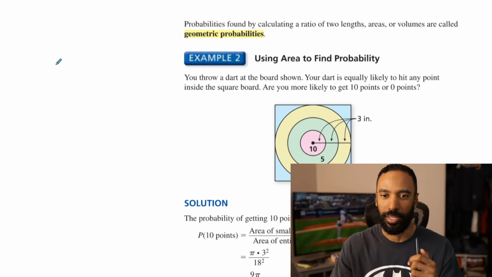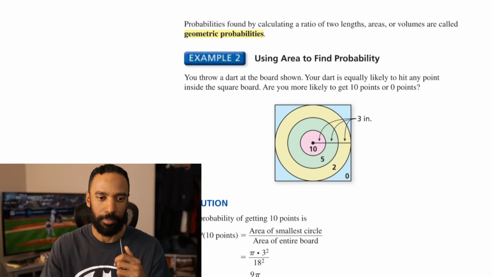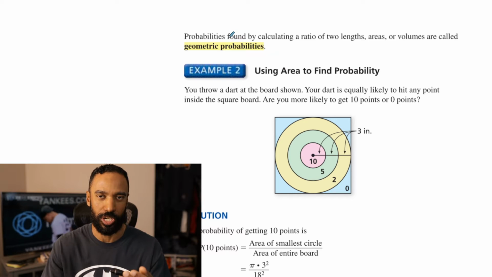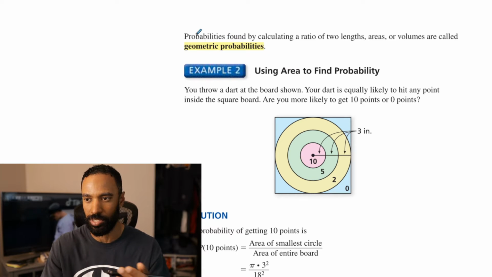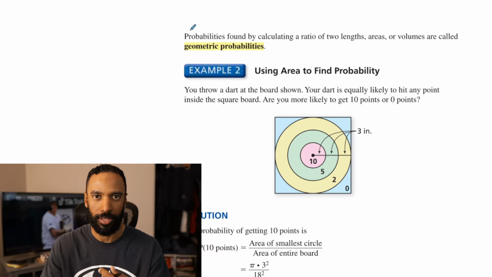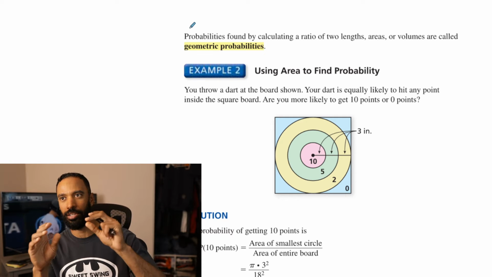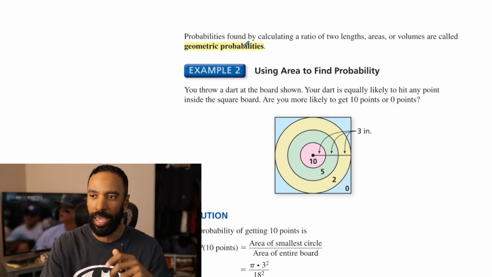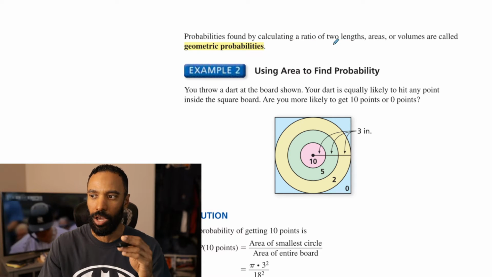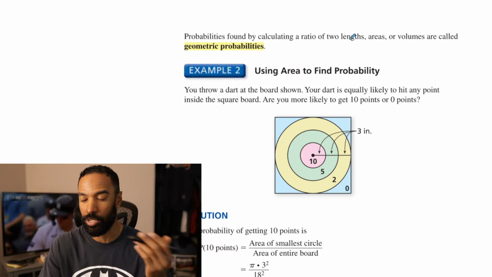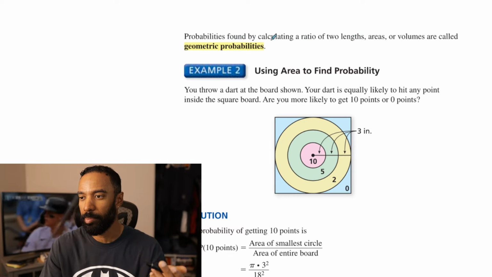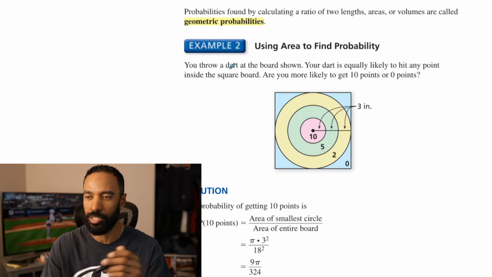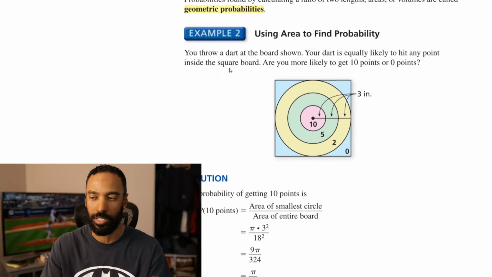Okay, probability. I skipped chapter 5, and I actually assumed this stuff would have been in chapter 5, but I guess not, but that was all statistics stuff. So if you know anything about probability, you divide your desired target by your overall amount of what you can do, and they'll do it for lengths as well. I guess they're going to put them all together here. But probabilities found by calculating a ratio of 2 lengths, areas, or volumes are called geometric probabilities. So we might see some arc length things here as well.